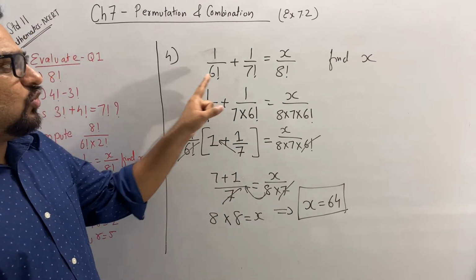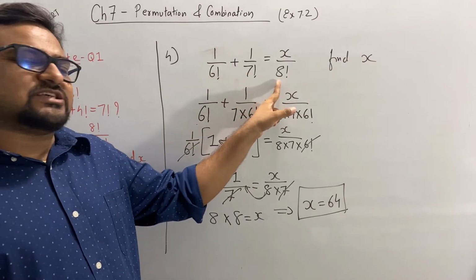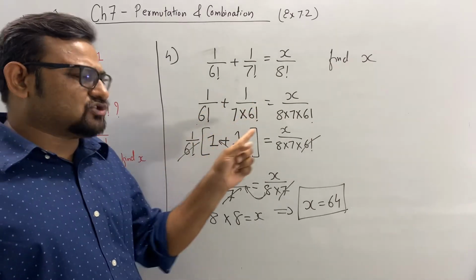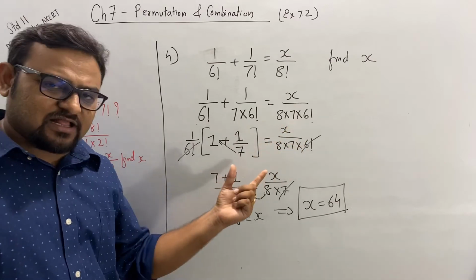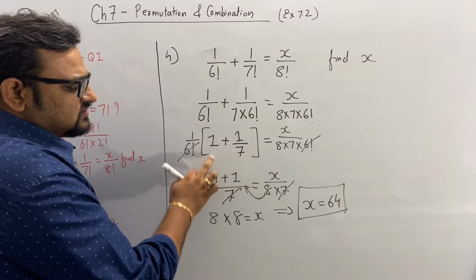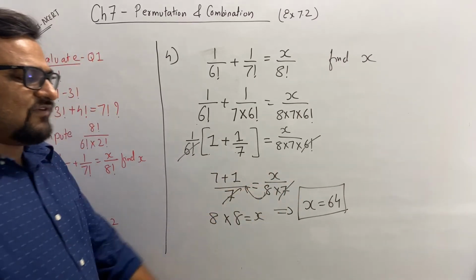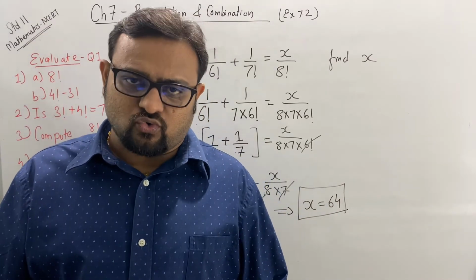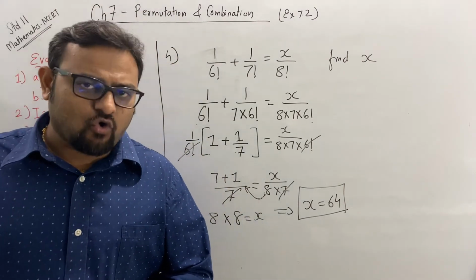Okay, I'm repeating it. What I did, the lowest here is 6 factorial. So I reduced this in such a way that I got 6 factorial. I can directly cancel here also. Or as I did here, taking common 1 by 6 factorial, it got cancelled, took LCM, right? So 7 plus 1 by 7, took 8 here, 7 got cancelled, and finally I got x equal to 64. Clear? So write down question number 4.